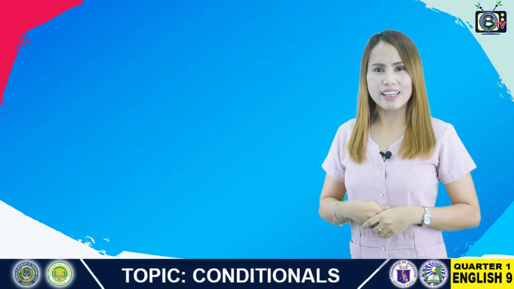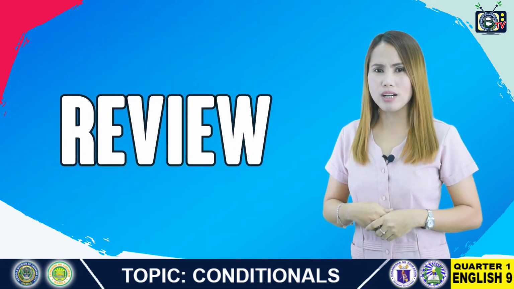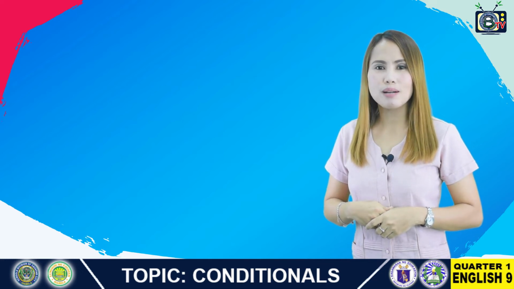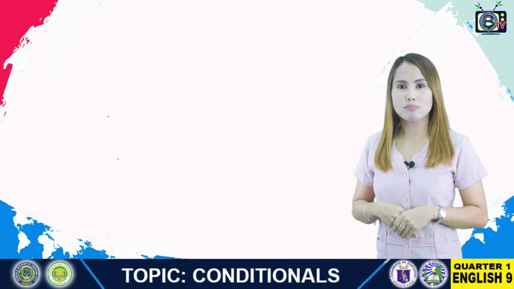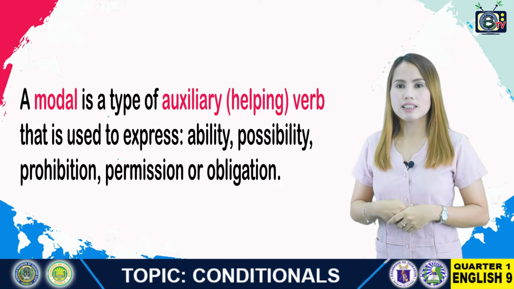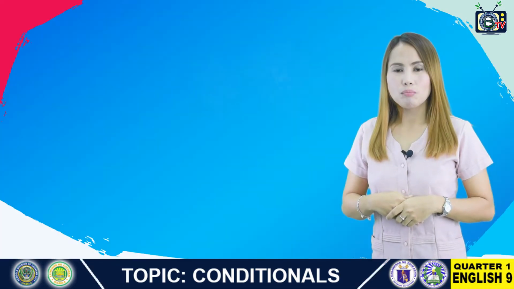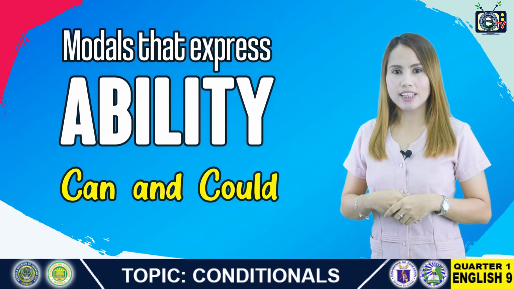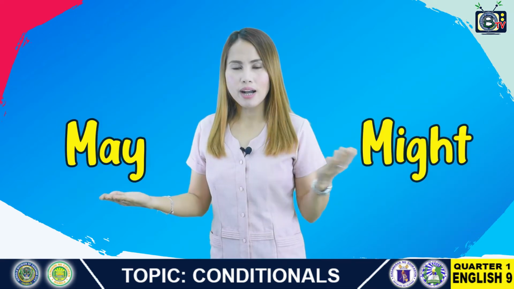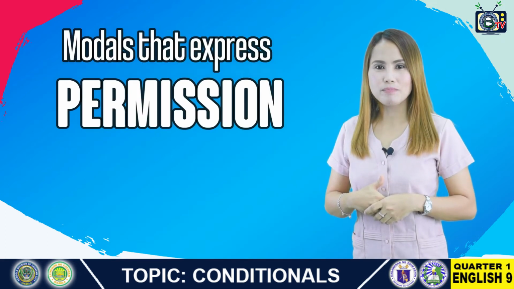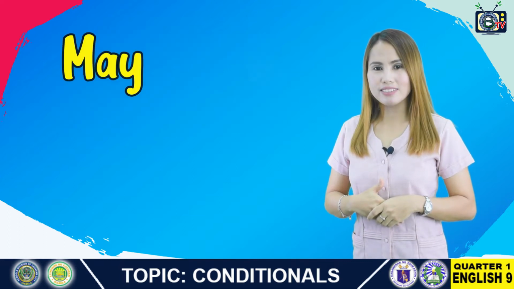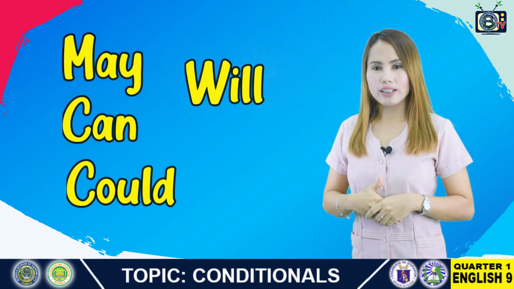Before we begin with today's lecture, let us first have a short review about the previous lesson we had, which was about modals and their functions in sentences. A modal is a type of auxiliary helping verb that is used to express ability, possibility, prohibition, permission, or obligation. Modals that express ability are can and could, while may and might express possibility. The modal verbs that express permission are the following: may, can, could, will, and would.